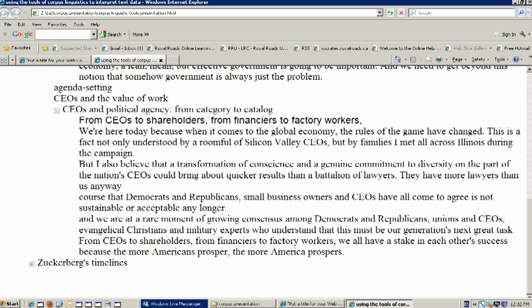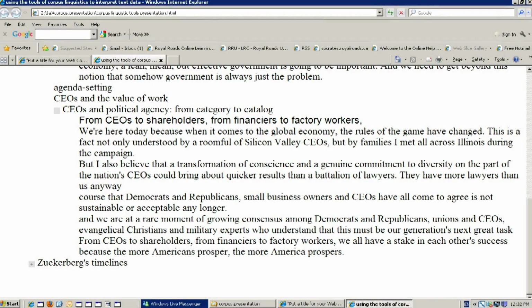Do they hang out together, right? Military experts and evangelicals? Yeah, we can agree. But anyway, so CEOs to shareholders, financiers to factory workers. These are instances of catalogs.